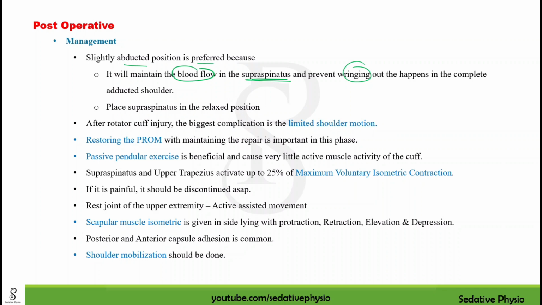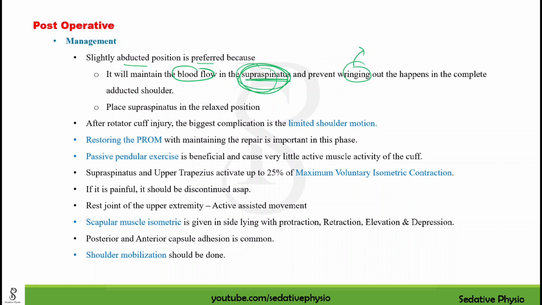First of all, what is wringing out of the shoulder joint? The wringing out phenomenon is basically a condition in which there is a loss of blood supply, a compromised and decreased blood supply in any particular muscle. So, if we immobilize the shoulder joint in a completely adducted position for a long time, there will be some level of deficiency of blood flow in the supraspinatus muscle. That's why, to maintain the blood flow in the supraspinatus muscle, we immobilize the arm in a slightly abducted position. This is the first reason.